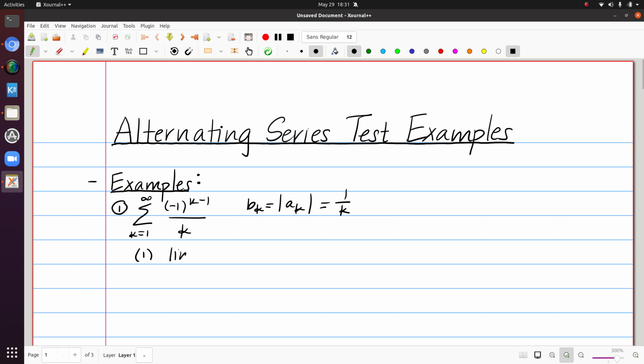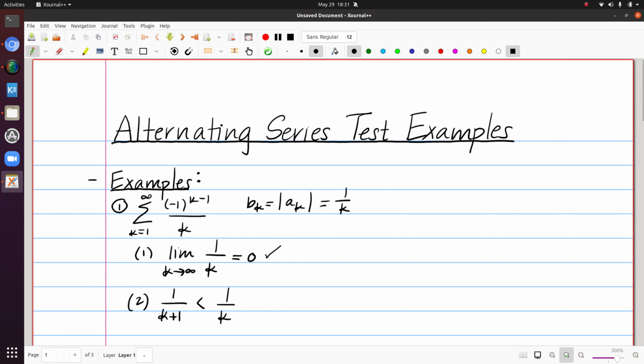So I need to check, first of all, that the limit of 1 over k as k approaches infinity is 0. There's not really a lot of work to show here, so writing it down suffices as me indicating what I'm looking for. And the other thing we need is that b sub k plus 1 is smaller than b sub k. Well, b sub k plus 1 is 1 over k plus 1, and that is in fact smaller than 1 over k. So both of these conditions hold, and we can say that the series converges. And again, I want to justify by saying that this is by the alternating series test.